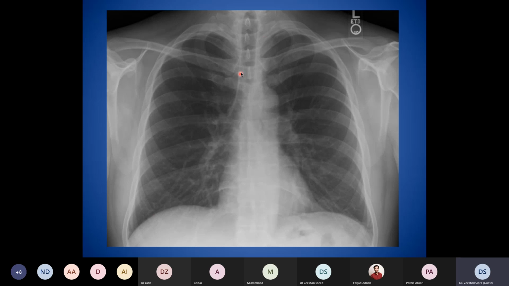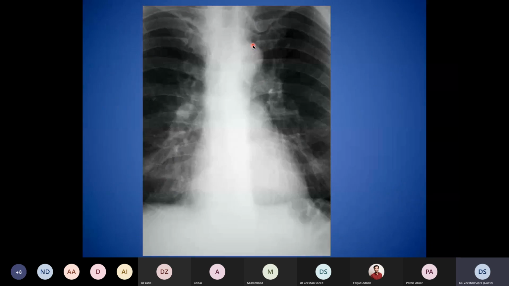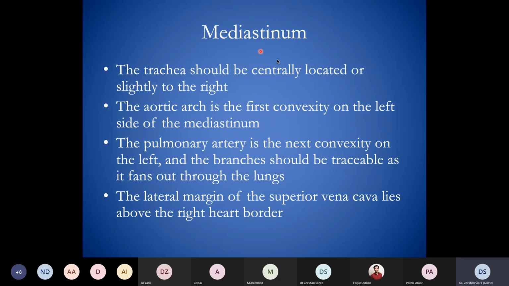And then we look at the bones. We can appreciate the ribs if any fracture is there, and then the soft tissues outside the chest. So regarding the anatomy of the mediastinum, I shared with you earlier, so we can see what a normal mediastinum looks like. I hope everybody can appreciate this is the trachea. The trachea should be centrally located and slightly to the right.